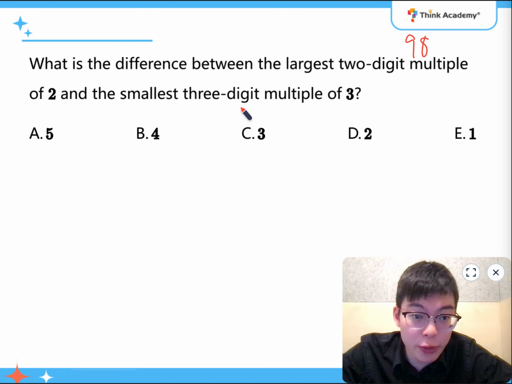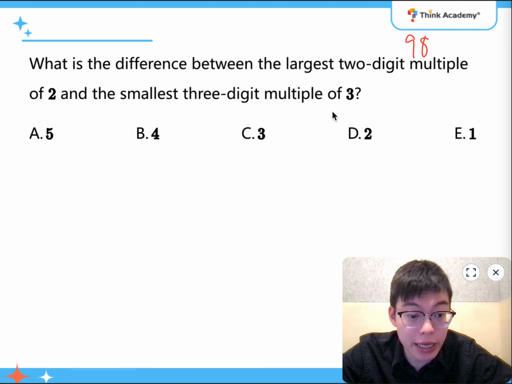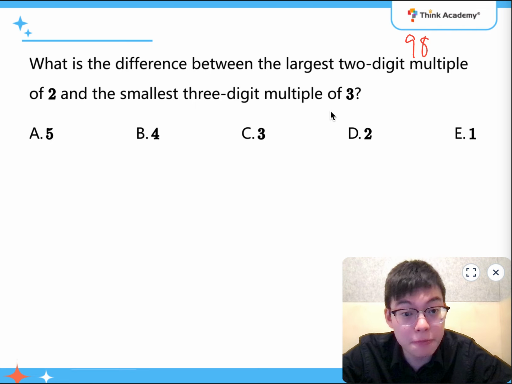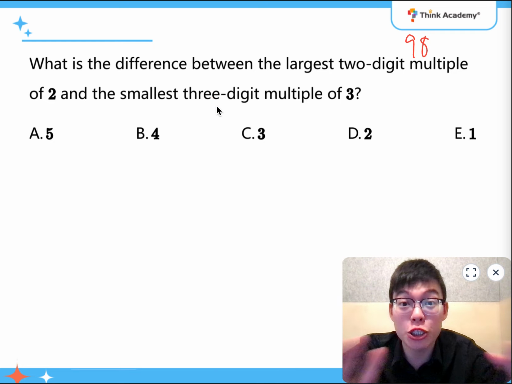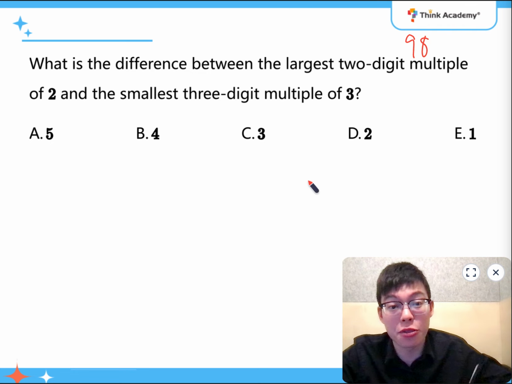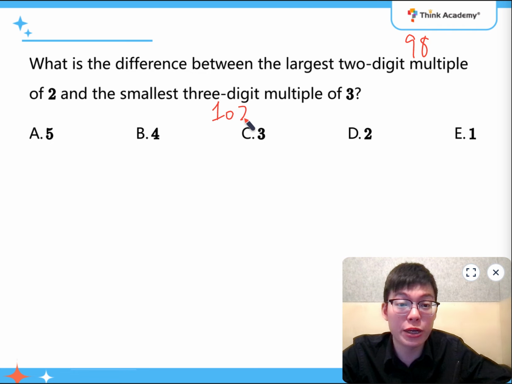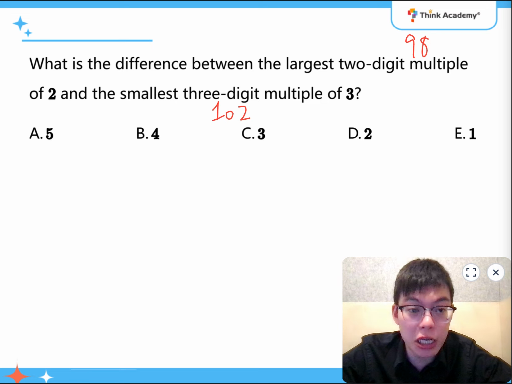The smallest 3-digit multiple of 3, well, we know that for multiples of 3, the digits are going to add up to a multiple of 3 as well, right? So starting from 100, if you count 101, the digits are not adding to 3. 102, you have digits adding up to 3. So the smallest 3-digit multiple of 3 is 102.